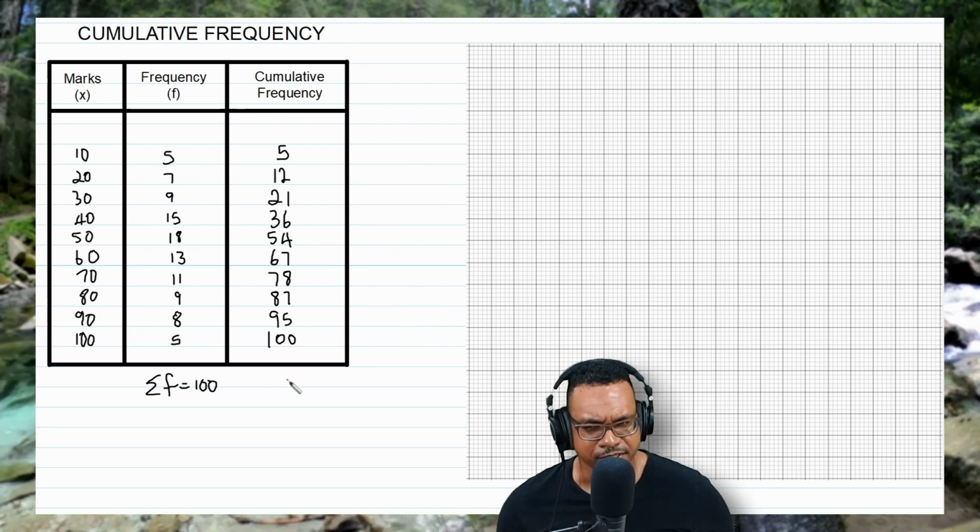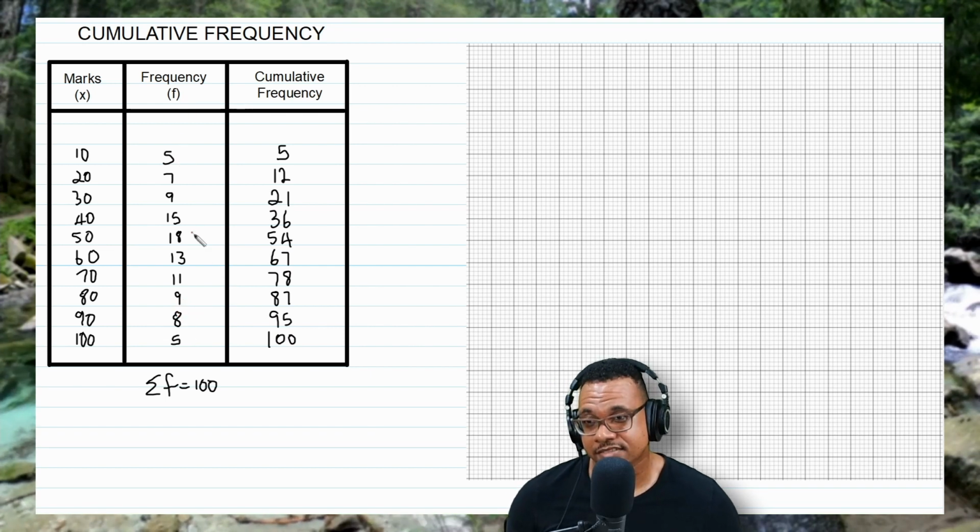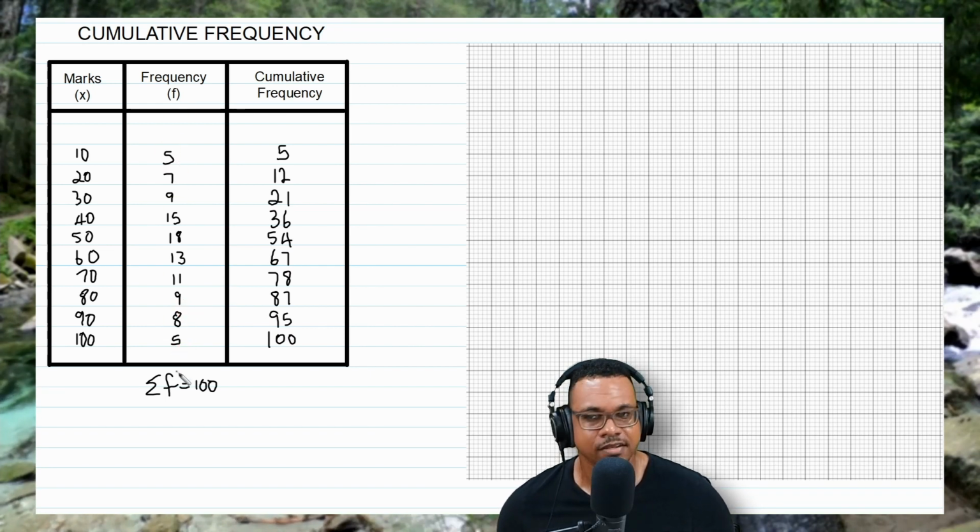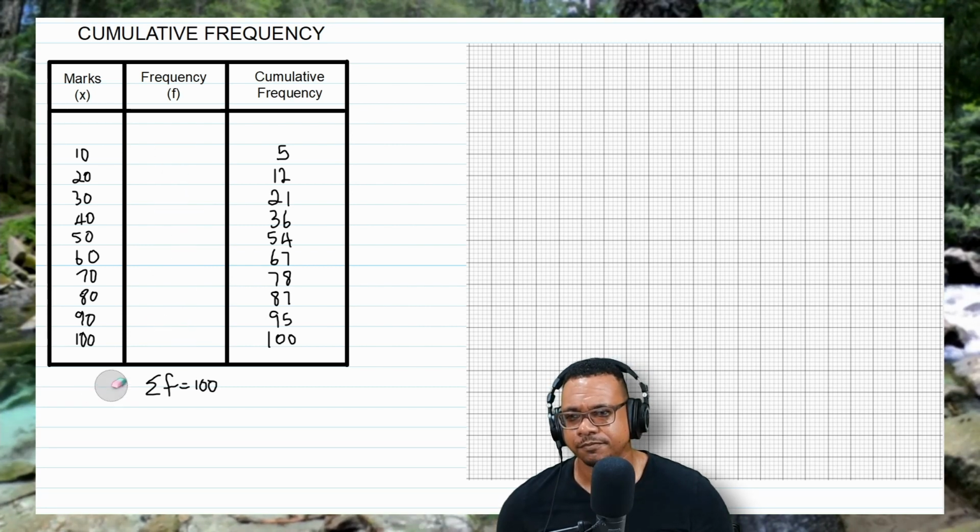And now let's look at something. Let's say the question gave us the marks and the cumulative frequency, and the question did not give us the frequency, but required us to fill out the frequency column. Let's see what we'll do. So I'm just going to erase the frequency column. And remember, your first cumulative frequency is equal to your first frequency. So since the first cumulative frequency is 5, your first frequency is going to be 5.